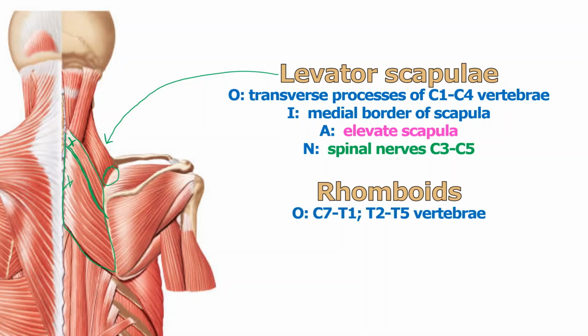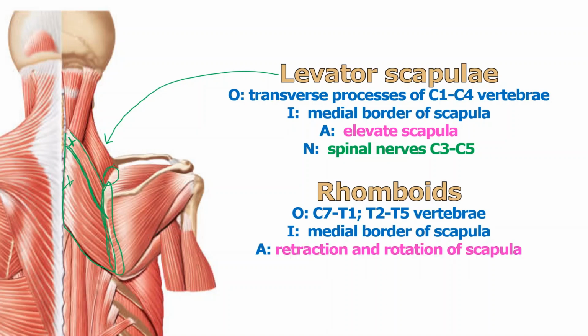So when it comes to the origins, the minor originates at C7 to T1, and then the major is right below it, T2 to T5. Insertion is on the medial border, again, just like levator scapulae, but of course it takes up all the rest of the territory along that medial or vertebral border of the scapula. Retraction, rotation of the scapula, pulling it back toward the vertebral column. Innervated by spinal nerve C4 to C5.